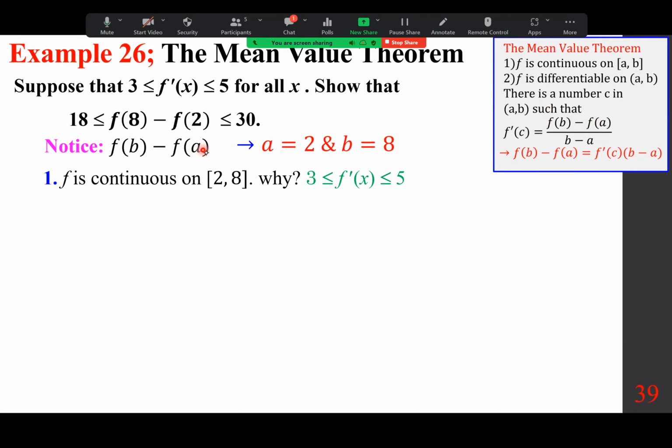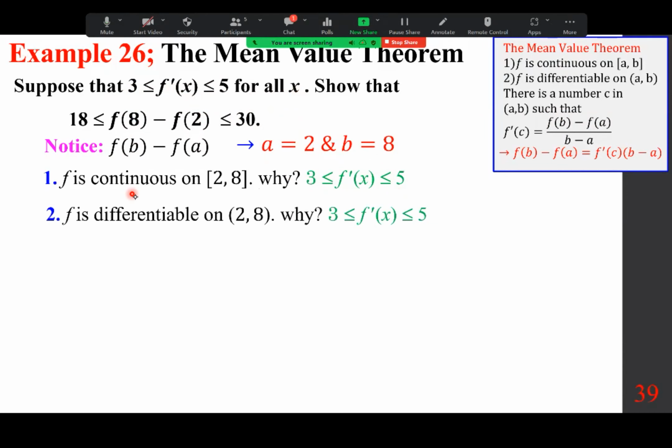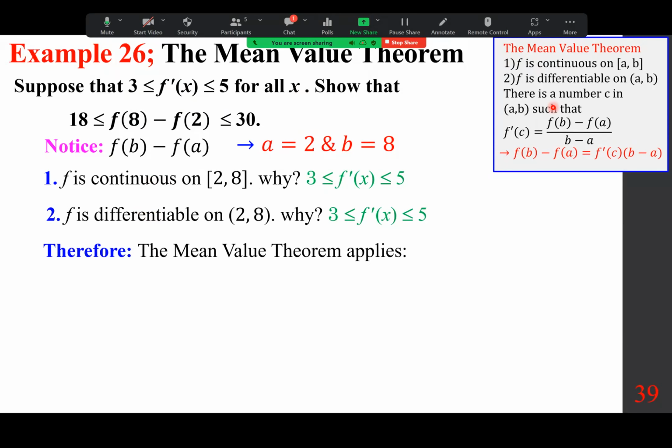So number 1, it's continuous because of this statement that says, suppose f prime is between 3 and 5 for all x, that means it's differentiable everywhere. When it's differentiable, it's also continuous, not the other way around. It may be continuous and not differentiable, but if it's differentiable, it's also continuous. So the first two conditions work. Therefore, the mean value theorem must apply.